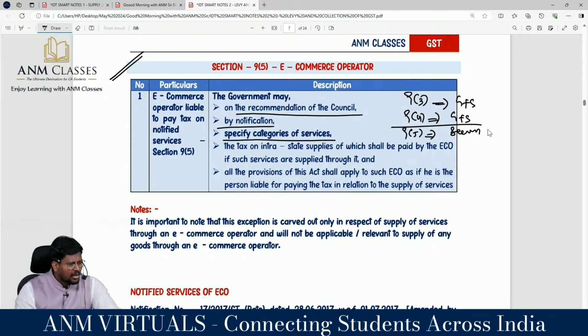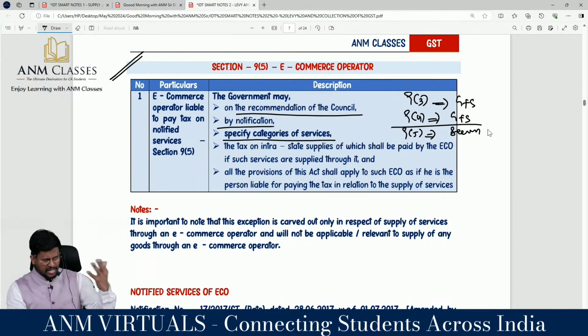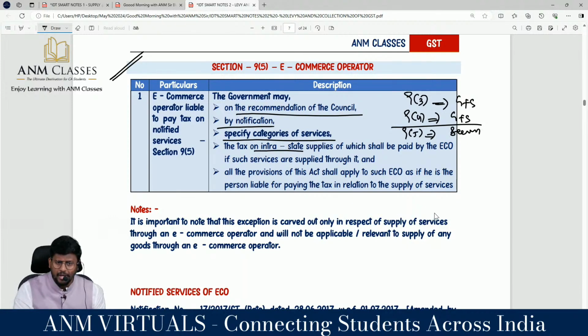Sir, 9(1) and 9(2) are forward charge. In that case, the supplier will be liable to pay tax. Whereas in 9.3, the recipient is liable to pay tax for certain goods and services. In 9.4, the recipient is liable to pay tax for what and what. In 9.5, the e-commerce operator is liable to pay tax only for intra-state supply, because this is the CGST Act, correct?